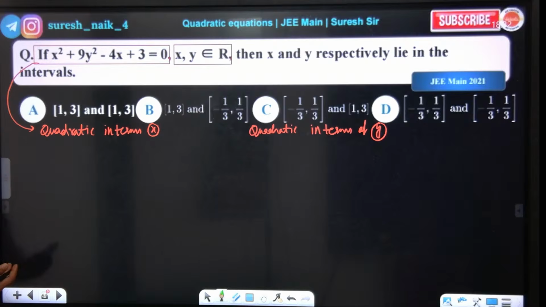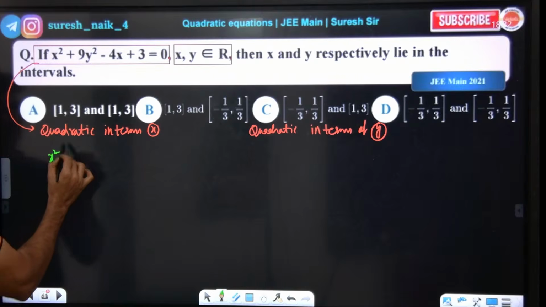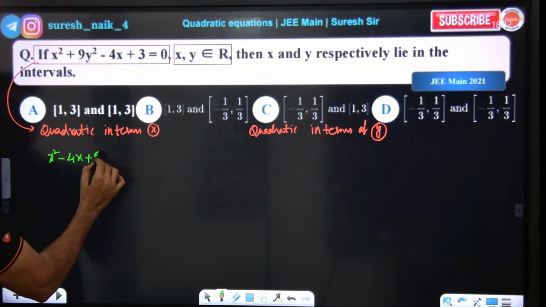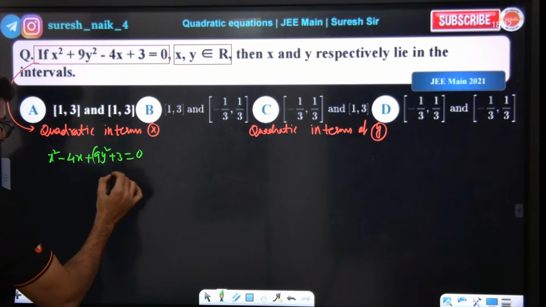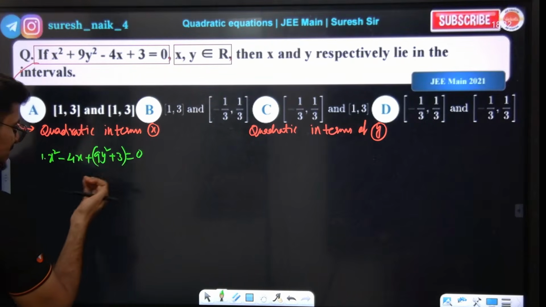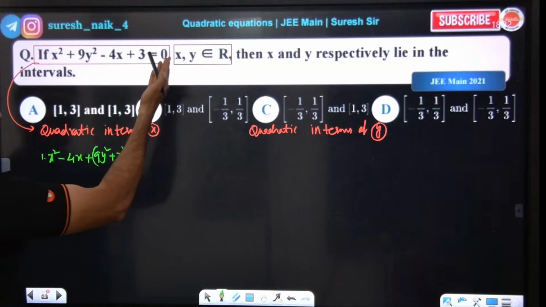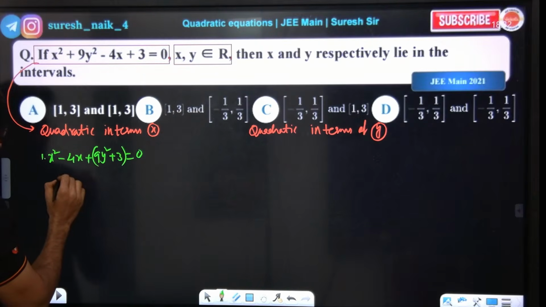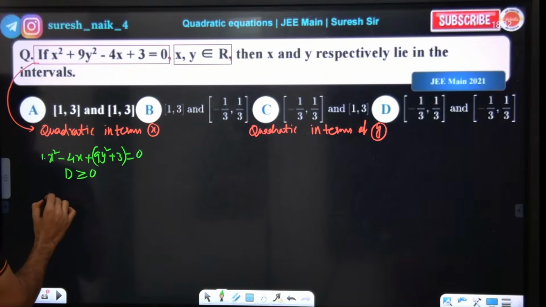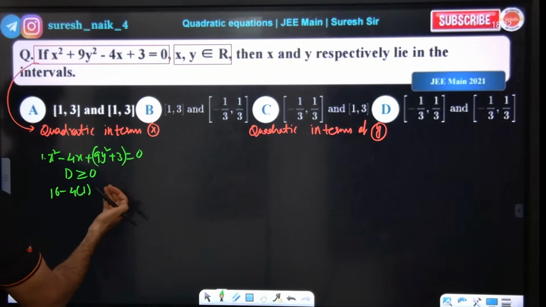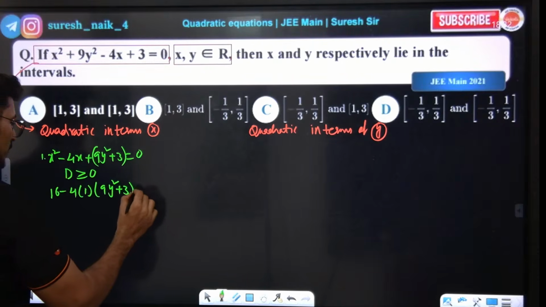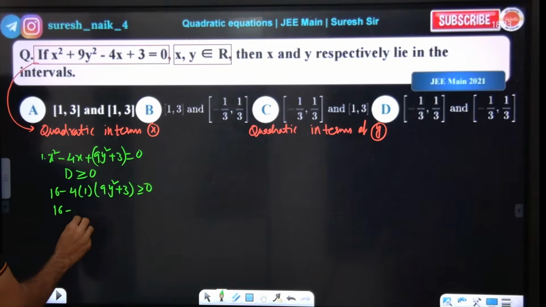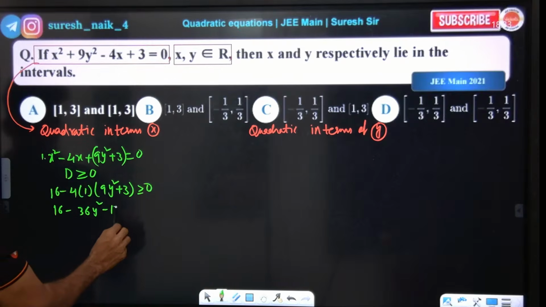Sir, it's clear. Taking x square as it is, minus 4x as it is, plus 9y square plus 3 is equal to 0. That's it. This is one quadratic. Simple, sir. Taking ax square plus bx plus c, it is quadratic in terms of x. We are talking about x and y both being real numbers, so the discriminant must be greater than or equal to 0. So b square minus 4ac greater than or equal to 0. 16 minus 4 into 9, that is 36y square minus 12, greater than or equal to 0.